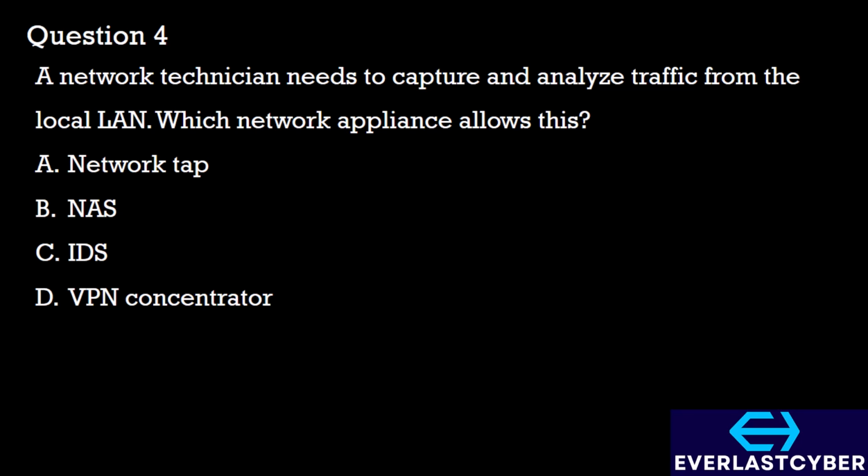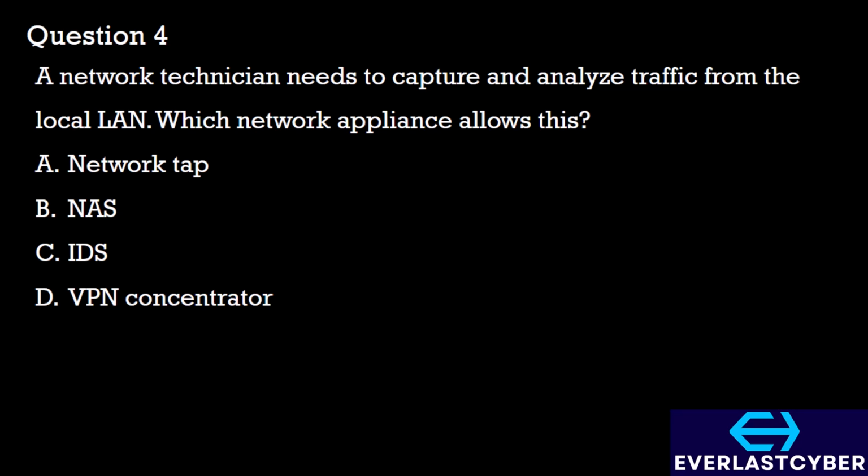A network tap is a device that provides a way to access the data flowing across a network. A NAS, or network attached storage, is used for storing and sharing data over a network, but it does not capture or analyze network traffic. An IDS, or intrusion detection system, monitors the network traffic for suspicious activity, while a VPN concentrator is used to manage multiple VPN connections, and it provides secure remote access to a network.